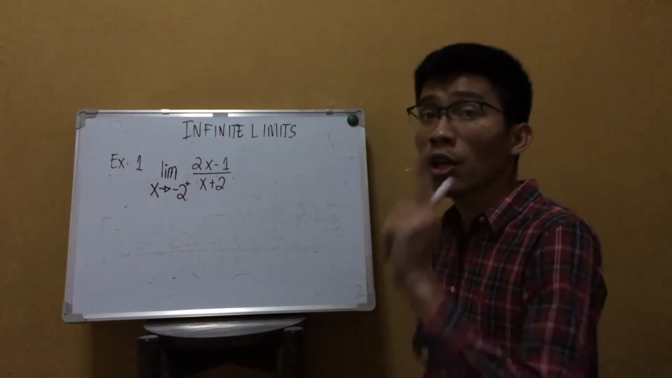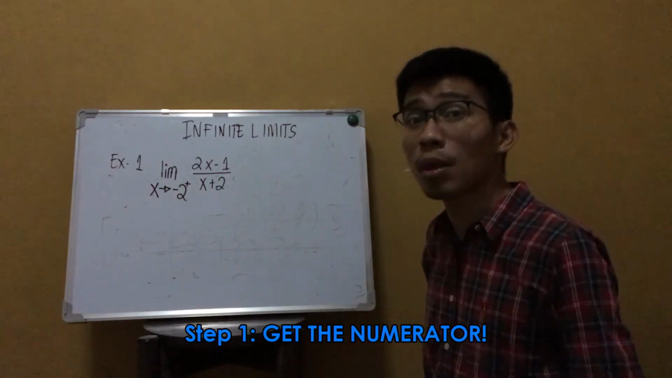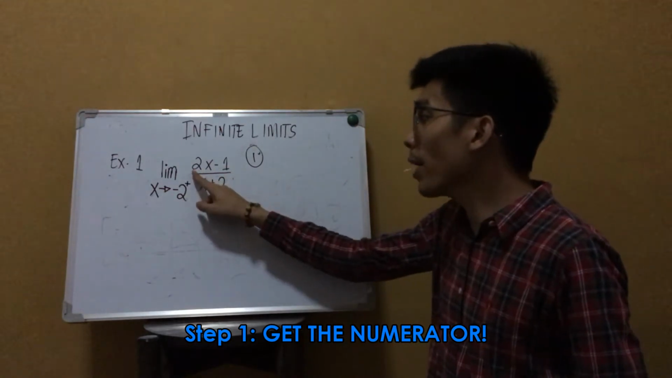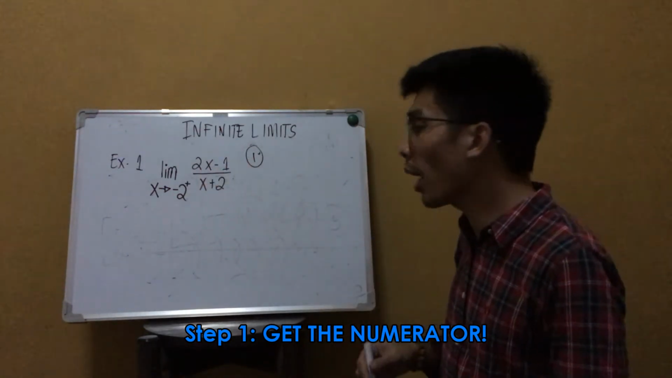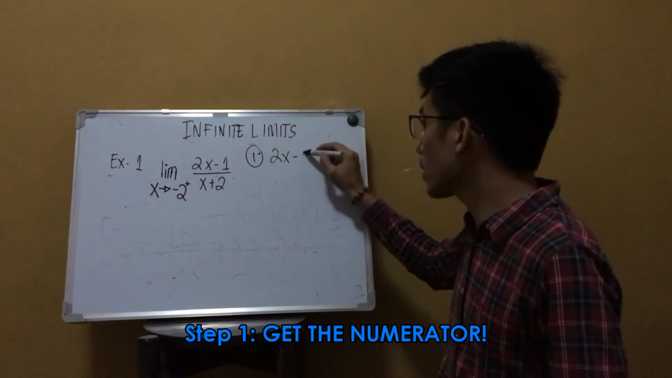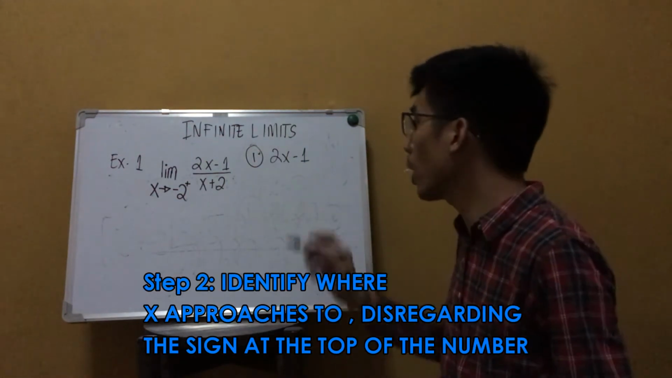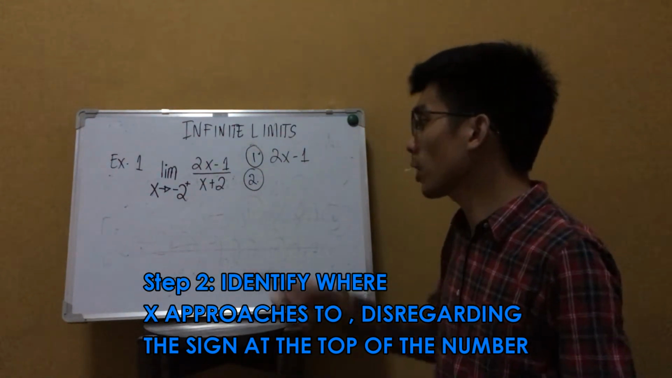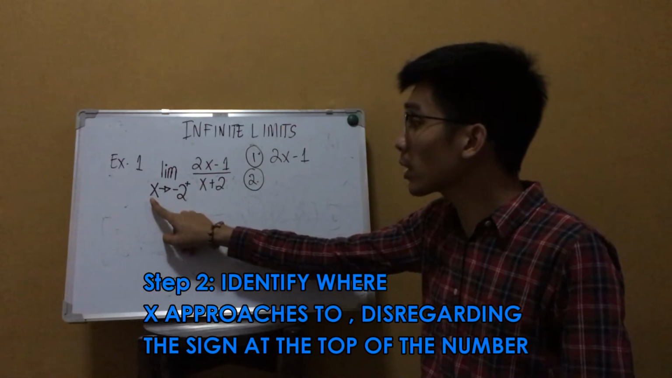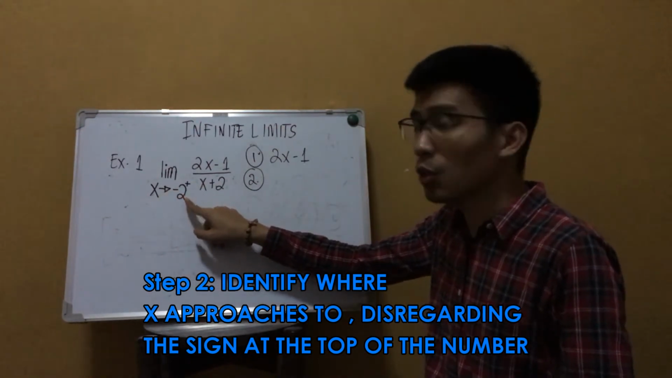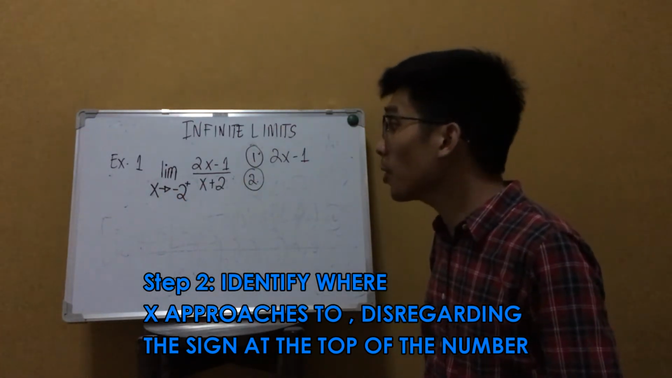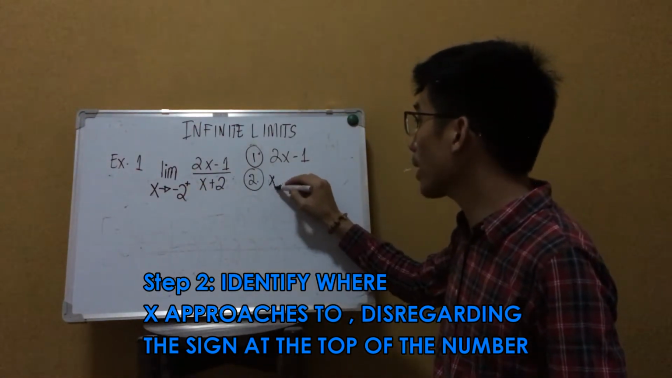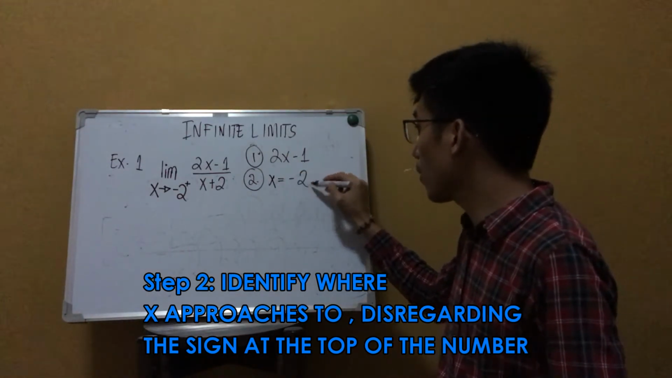For step number 1, you get your numerator. What is your numerator in this problem? My numerator is 2x minus 1, and you copy your numerator, 2x minus 1. That is step number 1. For step number 2, we look at where your x approaches. In this example, my x approaches negative 2. This time, you only copy where your x approaches, disregarding the sign at the top. So it will become x approaches negative 2.